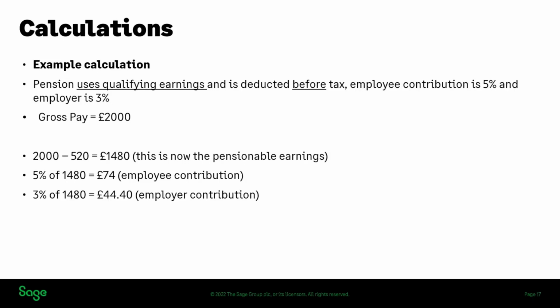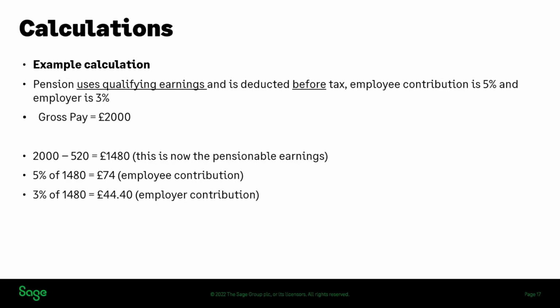Next adds an additional level. This is where a pension uses qualifying earnings and is deducted before tax. The employee contribution is again 5% and 3% for the employer, and we're going to go with £2,000 for the gross pay once more. This time, in order to obtain the pensionable earnings, we need to deduct the lower threshold, which is £520 for a monthly employee, so we are going off a monthly basis.